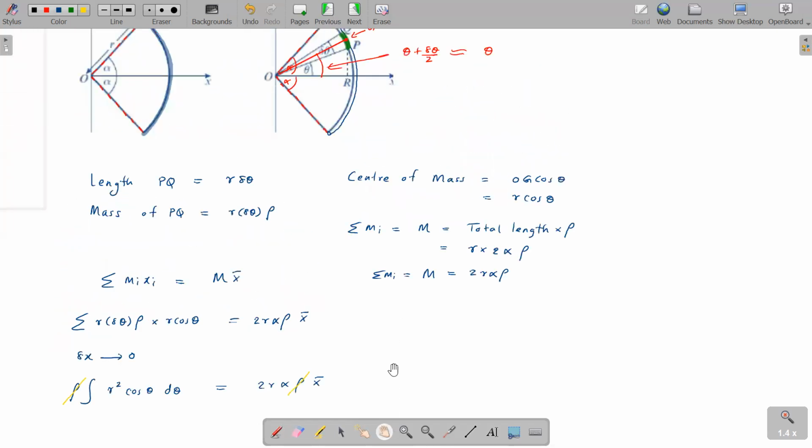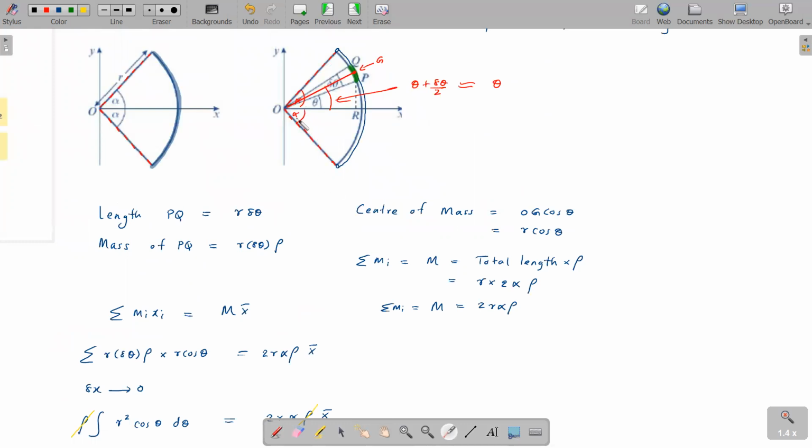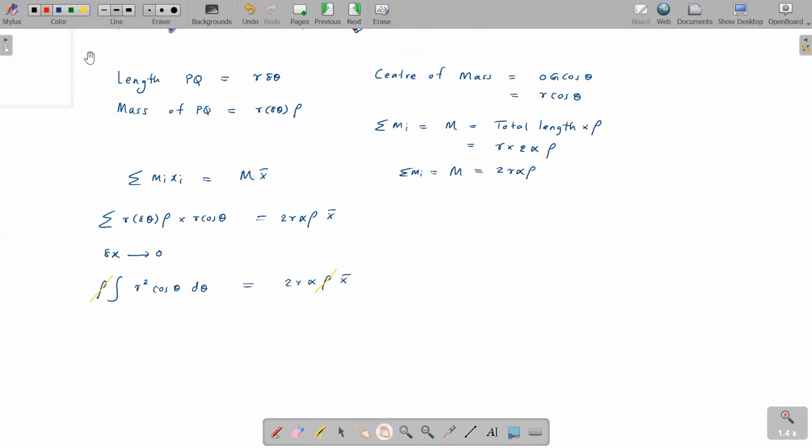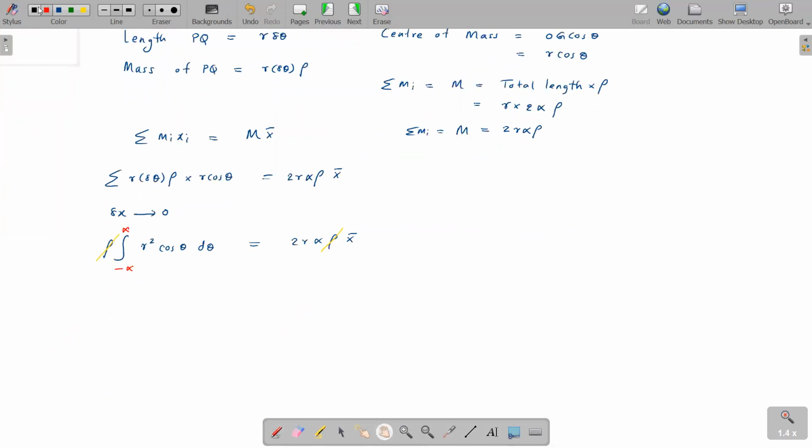And what about your integration limit? So we know by now the wire starts at minus alpha and ends at plus alpha, right guys? So here it's minus alpha to plus alpha because we mark the x-axis as theta 0. All right, so below theta 0 it's negative, above it's positive. So your integration limits are from minus alpha to plus alpha. And then I think you can even take the r square out of the integral sign. Integration is with respect to theta, so r square can come out. Minus alpha to plus alpha. Over here you have 2r alpha x bar, right guys?